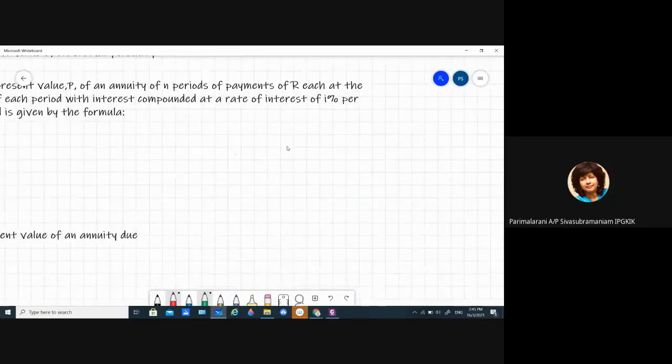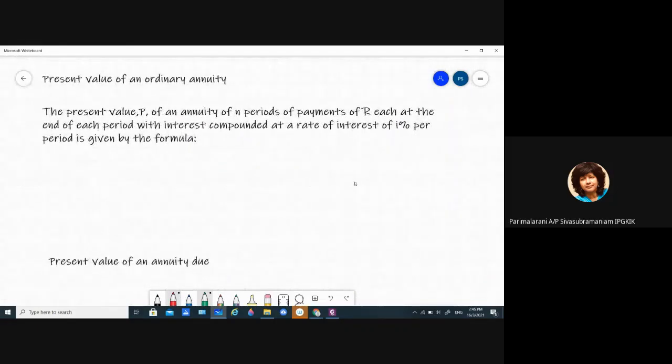Okay, other than finding the future values, we also need to find the present values of an ordinary annuity.